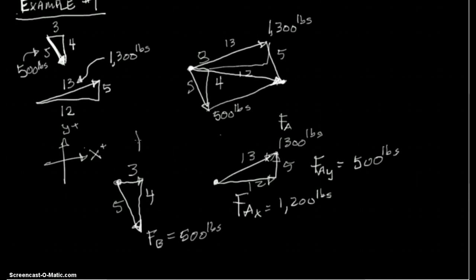So I would say the force of B in the x direction, since it's going in the positive x direction, to the right, equals 300 pounds. And then your force of B in the y direction equals, since it's going down, negative 400 pounds. Alright, that is that. So, let's see, I'm going to move down a little bit.